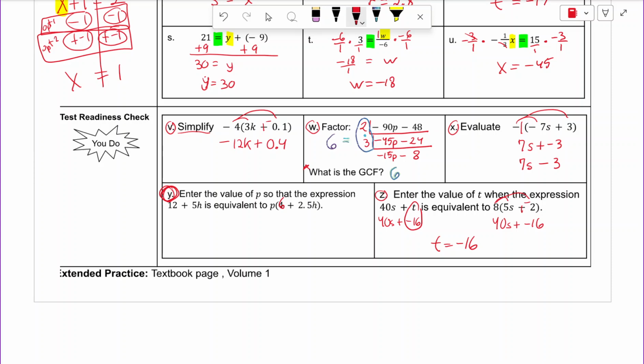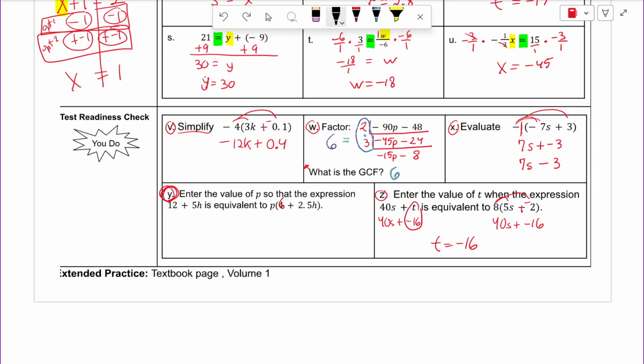And X, there's that 1 right here, that missing coefficient. So I added a 1, and then I distribute the negative 1 to the negative 7 and the 3, and I got 7s plus negative 3, and I know that I can write it cleaner with less signs. 7s minus 3 means the same, and I can prove it by using the additive inverse here, and look, it looks identical. So I take those two off, and that's the same.